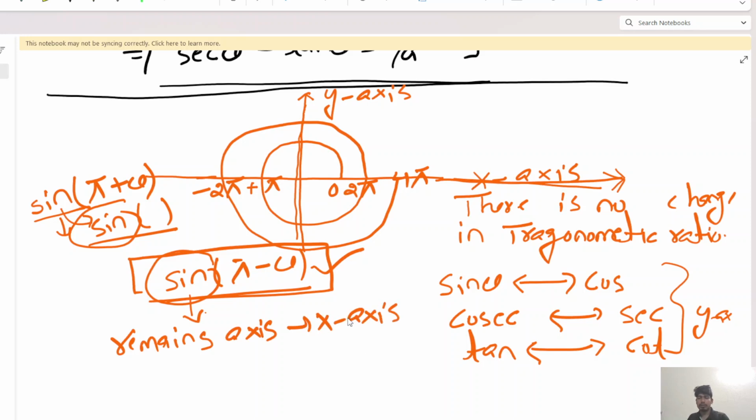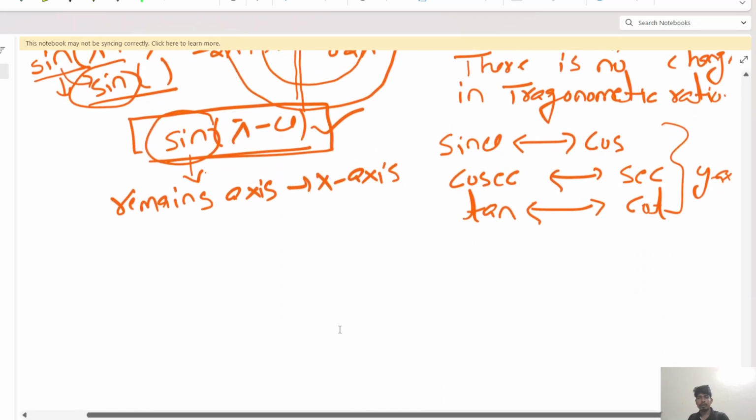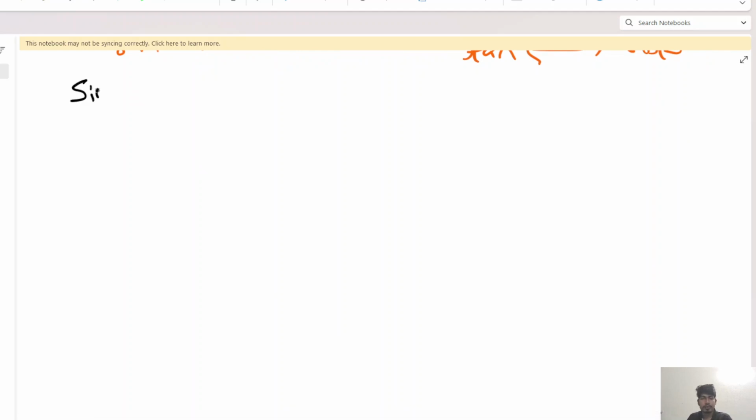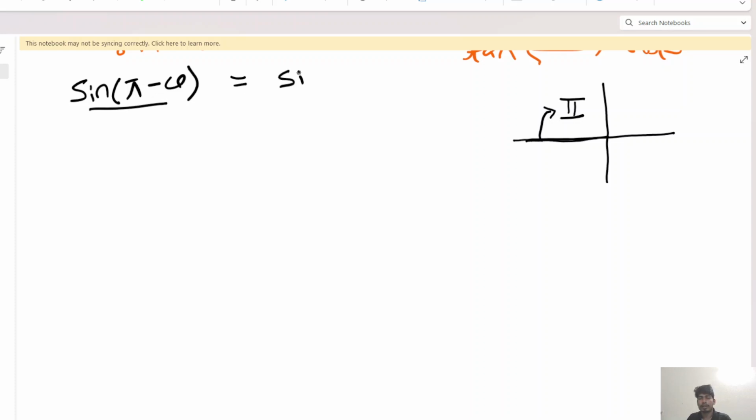Okay, let's do an example so you can easily understand this. So what is sine of pi minus theta? This is our coordinate system. Here is pi, we know. Pi means second quadrant, and we know sine is positive in the second quadrant, then this is sine theta.